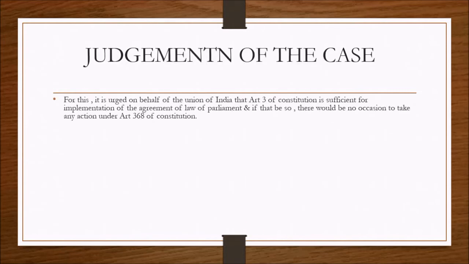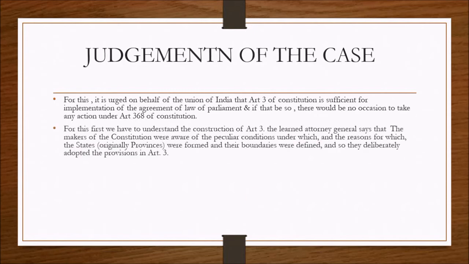For this it is urged on behalf of the Union of India that Article 3 of the Constitution is sufficient for implementation of the agreement by law of Parliament, and if that be so, there would be no occasion to take any action under Article 368 of the Constitution. The argument is going on, and for that we have to understand the construction of Article 3.